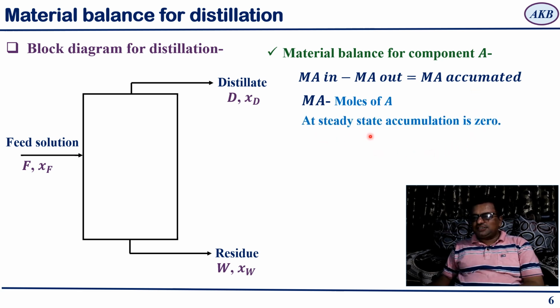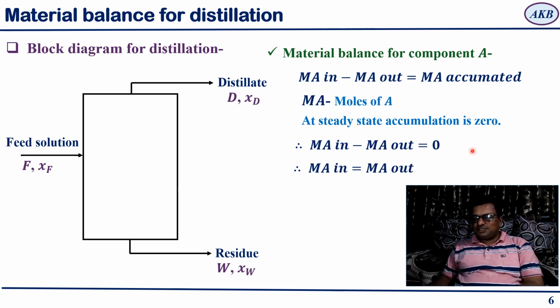Again, at steady state, accumulation is 0. That is, moles of A getting accumulated within the operation will be 0 under steady state conditions. So if that is used, the equation now will be written as moles of A in minus moles of A out is equal to 0.